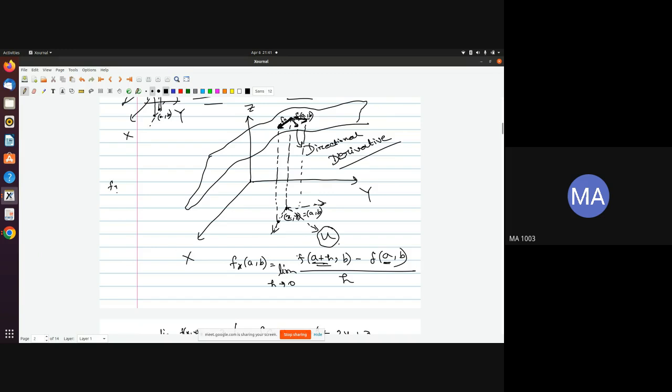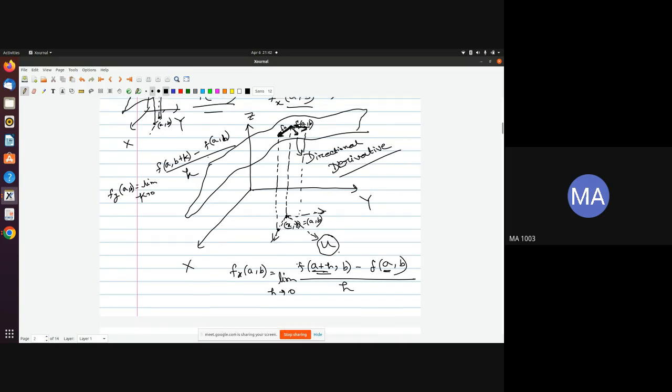Similarly, what is the partial derivative with respect to y? Along the y direction, b will change in the calculation, f of a, b plus k, and a would be intact. Exactly. Divided by k. Clear?